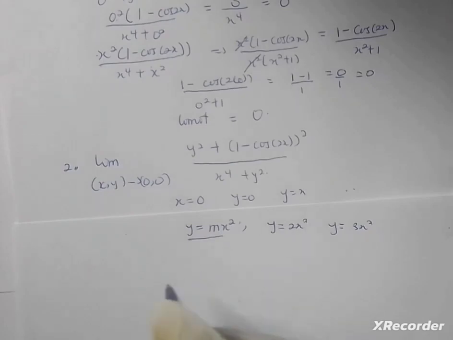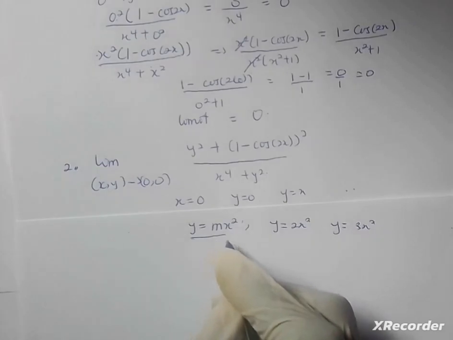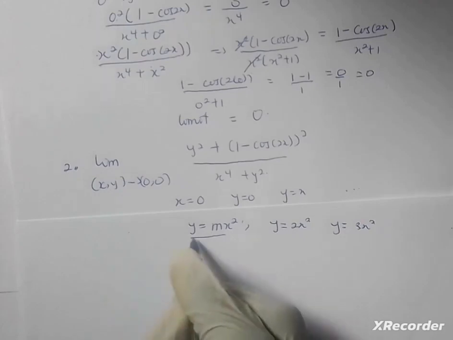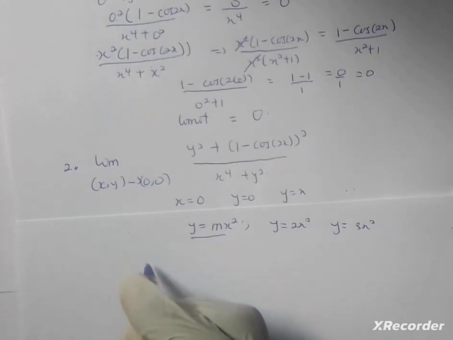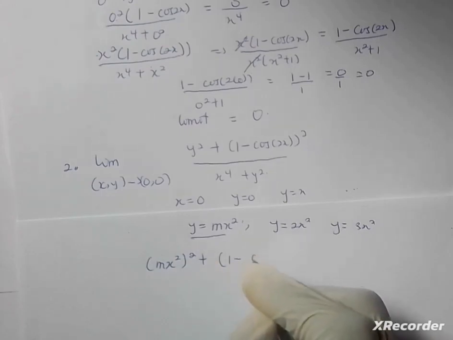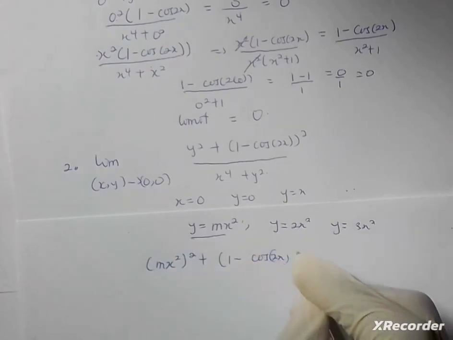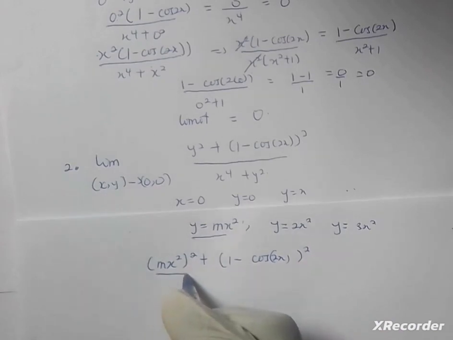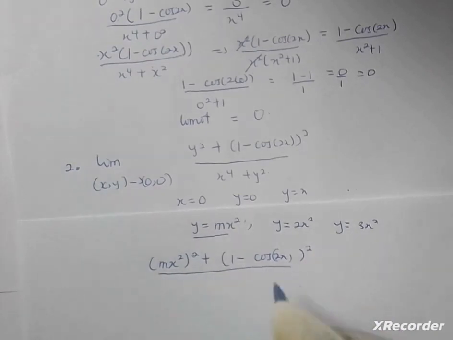So let's see. I'm taking the generalized form y equals mx squared. Wherever I see y, I'm going to put mx squared there. So I'm going to have (mx squared) all squared plus (1 minus cos 2x) all squared, and everything over x to the power 4 plus, I still have (mx squared) all squared. As I'm having this, I'm going to simplify.